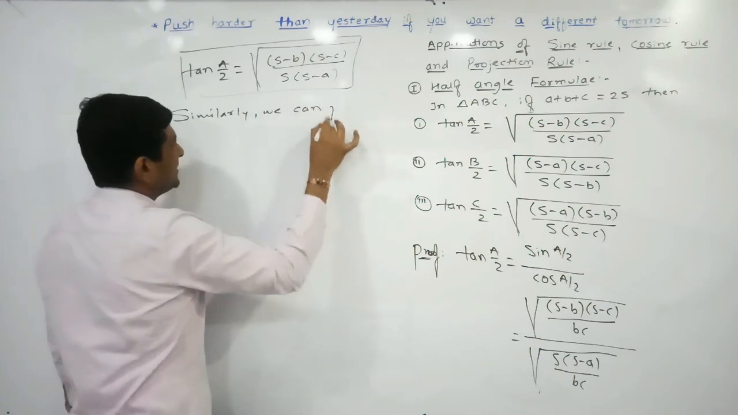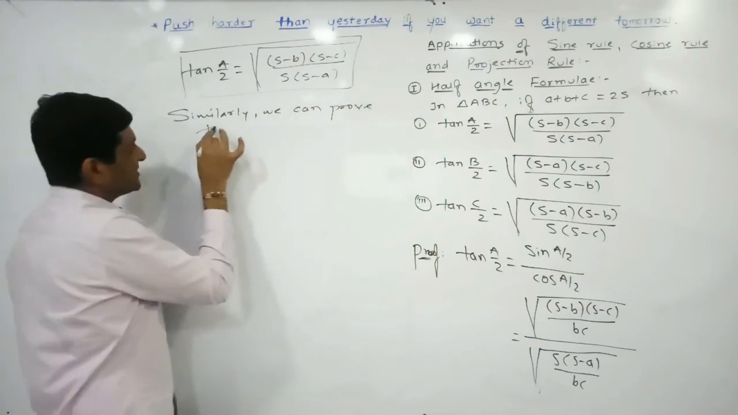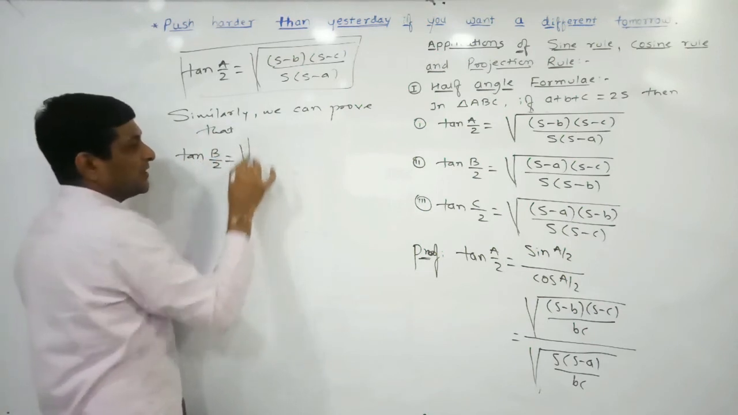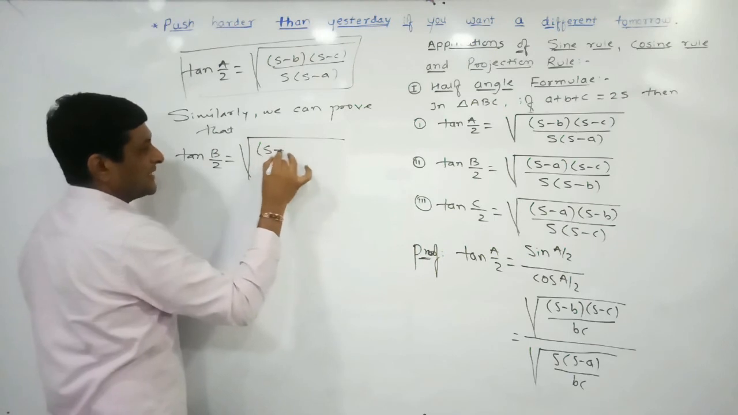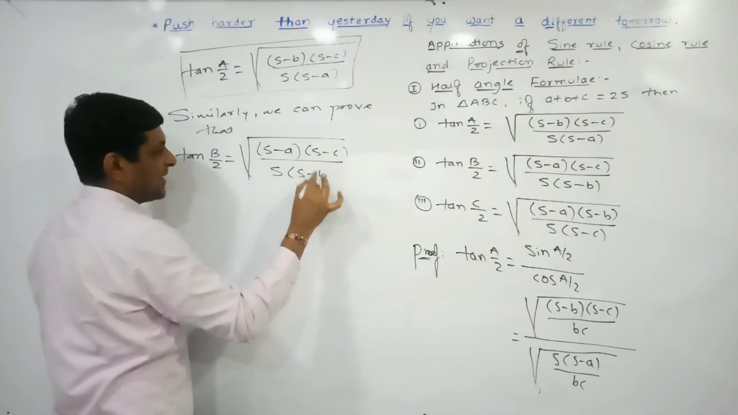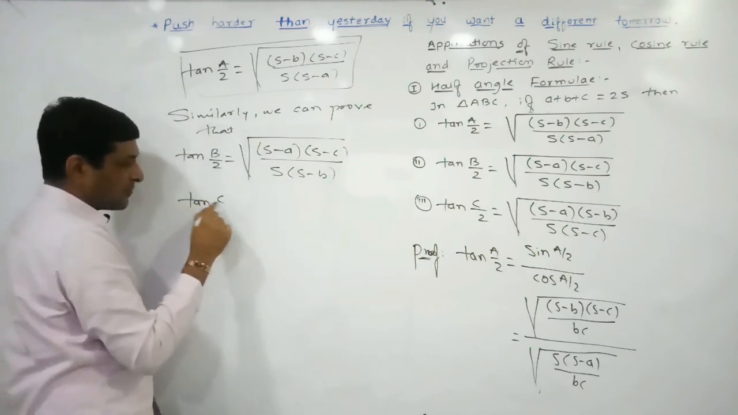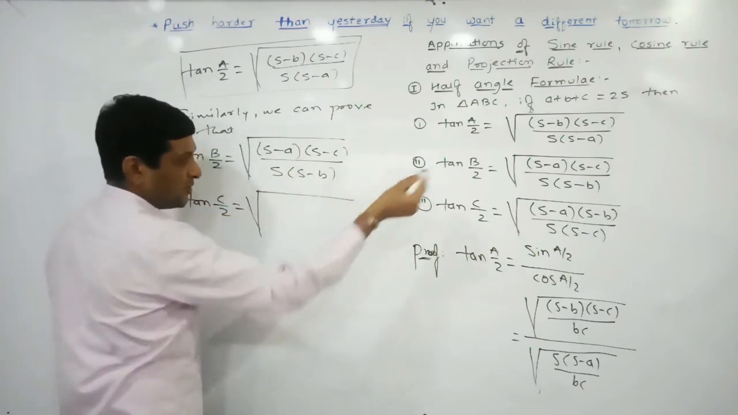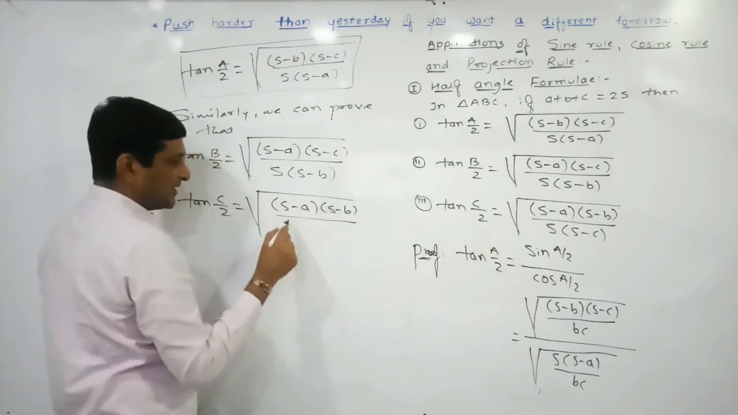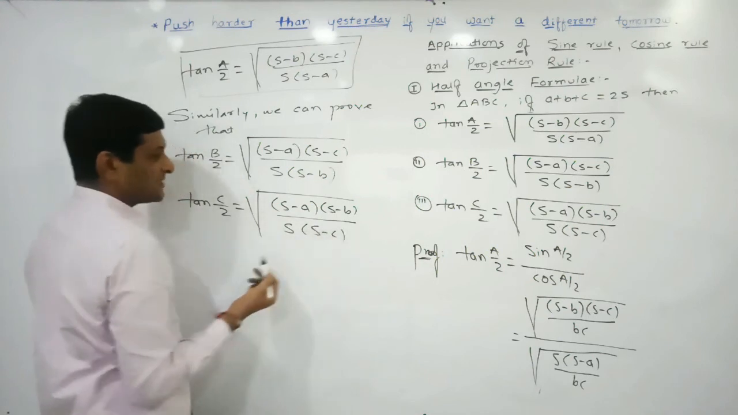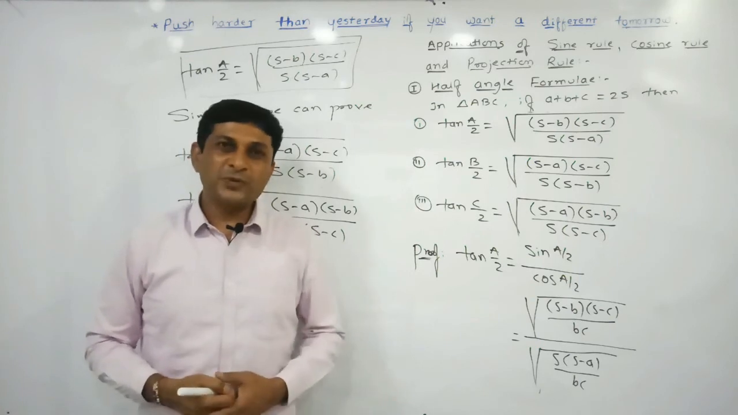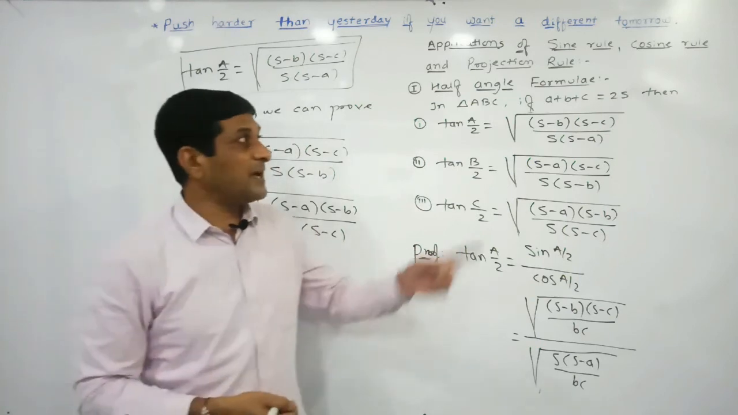we can prove that. So what is the second formula here? Tan b by 2 is equal to under root s minus a into s minus c divided by s into s minus b. And lastly, the formula of tan c by 2 is equal to under root, already these formulas are written here, s minus a into s minus b divided by s into s minus c, which are nothing but half angle formulas related with what? Tan.